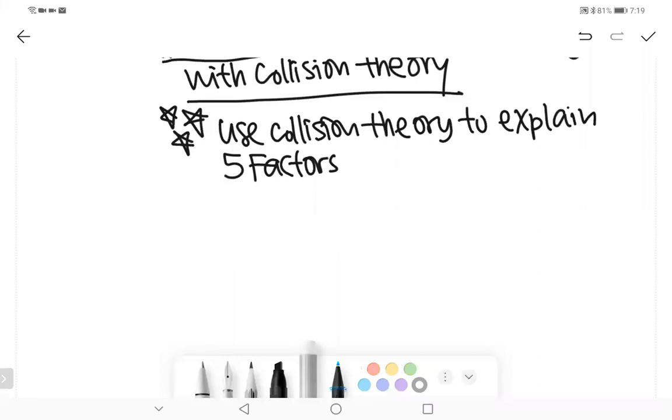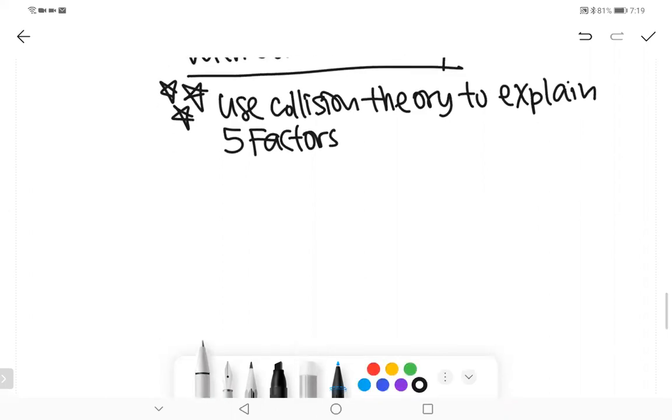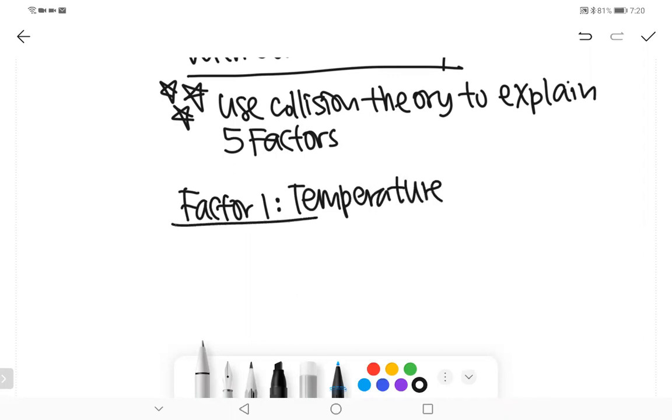So we will run through the 5 factors. Hopefully, after we run through these 5 factors, you have a better concept of what it is and what to expect. Okay, let's start. The first factor we need to know is temperature. Factor number 1 is temperature.